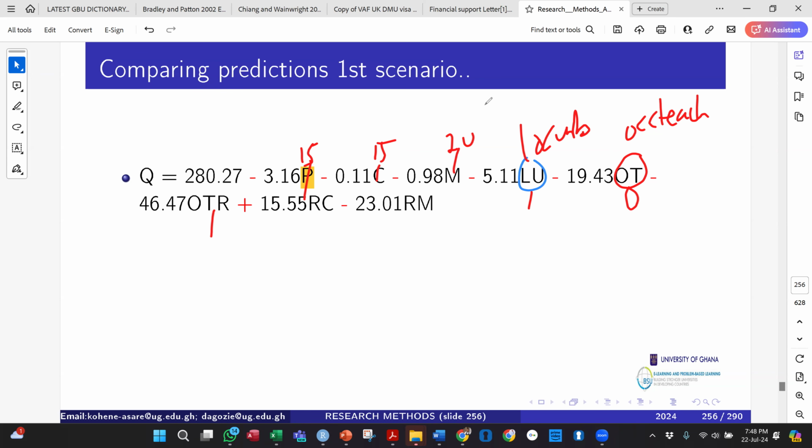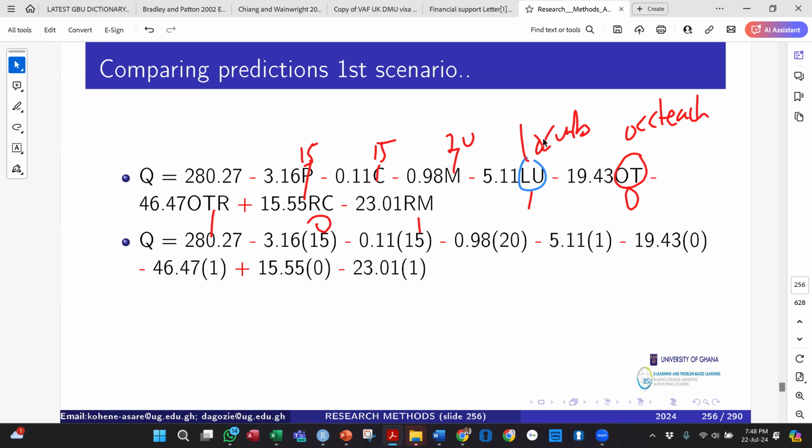Now, religion Christian, what will it be? 0. And religion Muslim? 1. So when you substitute all of these, what is left is just to calculate. And you check it and you get a value of approximately 136.7. That is how you work the first scenario.